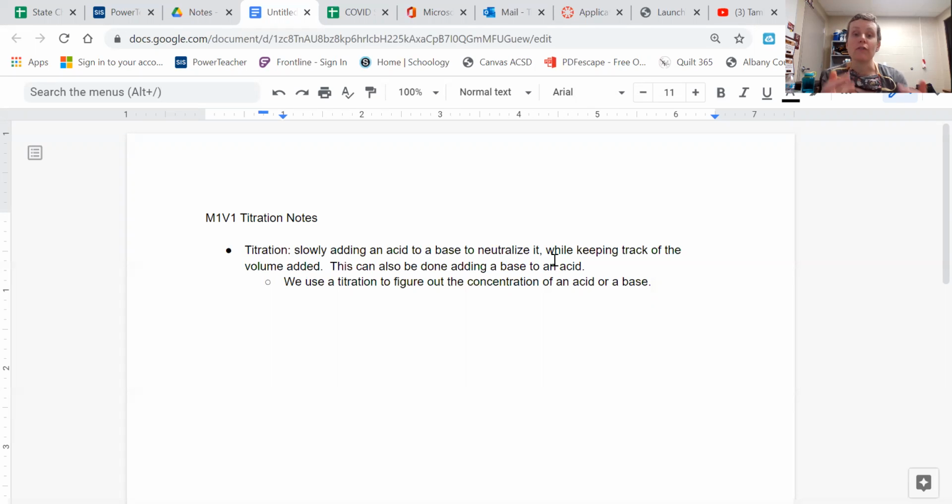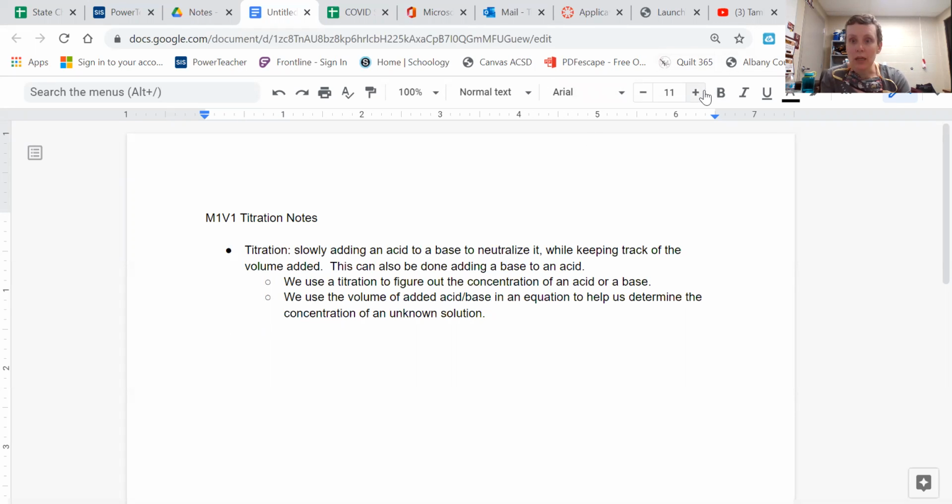Now, after we figure out the volume that we've used, we can use calculations to determine concentration. So there's an equation. We use the volume of added acid or base in an equation to help us determine the concentration of an unknown solution. So here is the equation. I'm gonna make it big and bold.